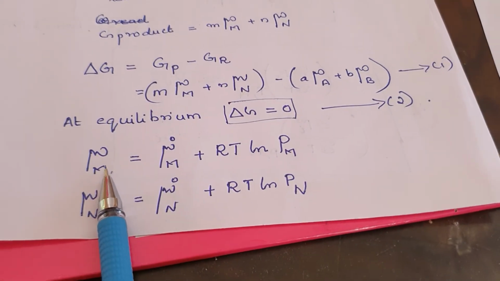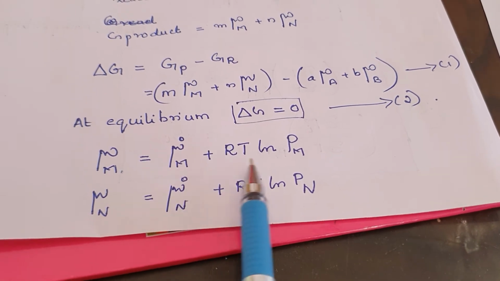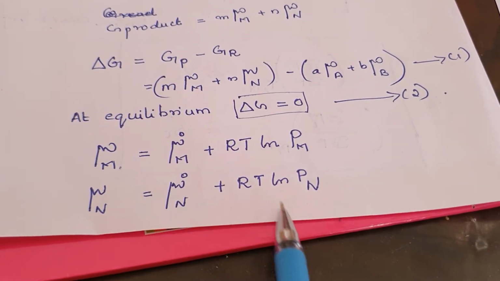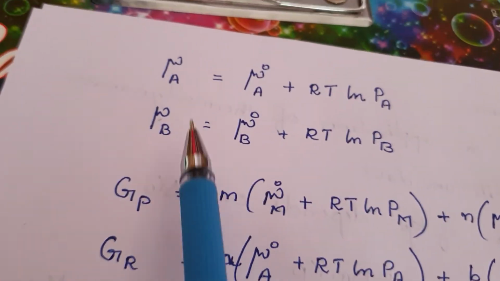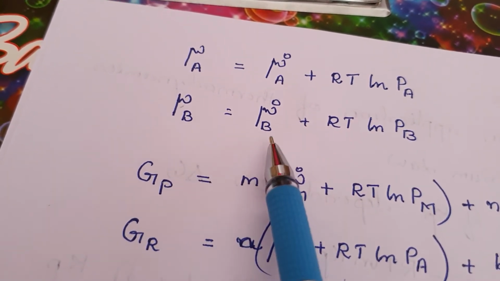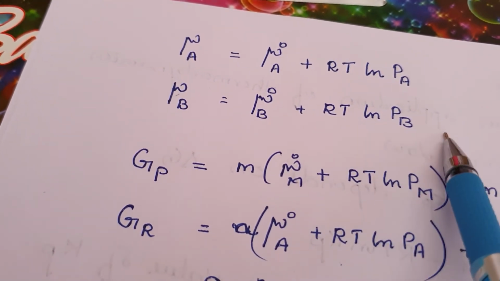Mu M is equal to mu 0 M plus RT ln Pm. Mu N is equal to mu 0 N plus RT ln Pn. Similarly for A and B, mu A is equal to mu 0 A plus RT ln PA, and mu B is equal to mu 0 B plus RT ln PB.